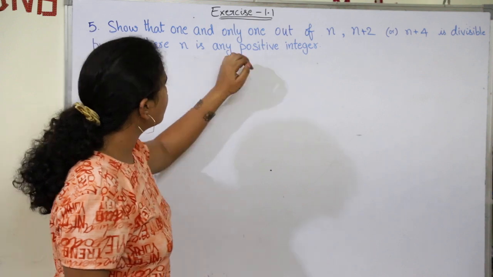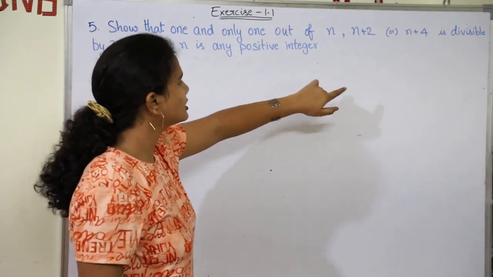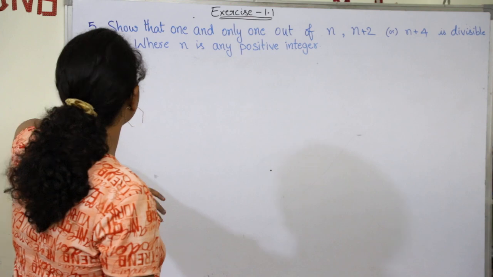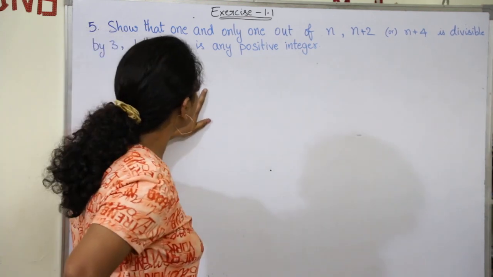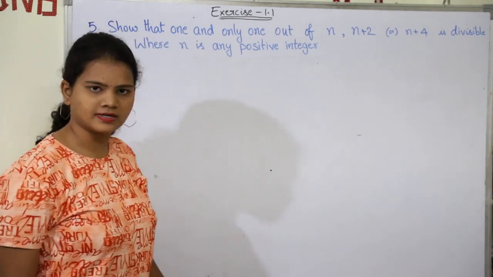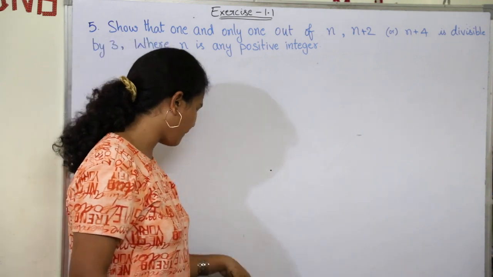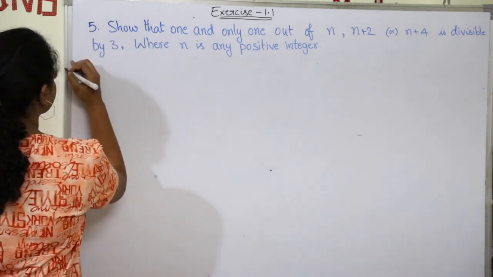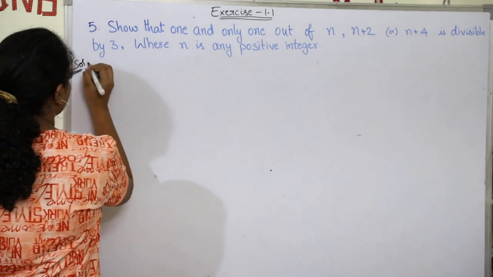Show that one and only one out of n plus 2 or n plus 4 is divisible by 3, where n is any positive integer. Now let's solve the given question. Solution.